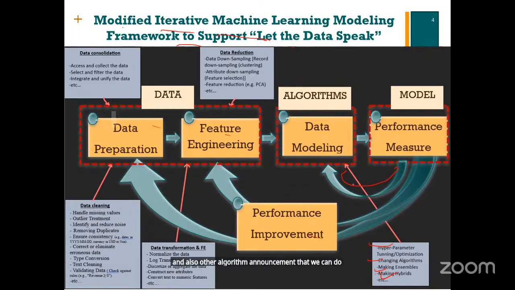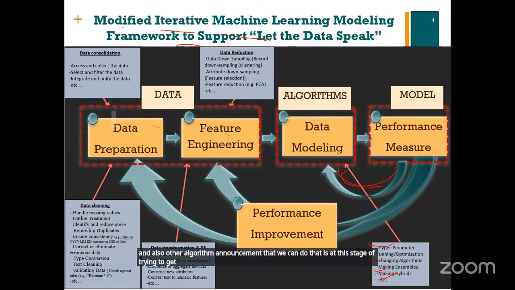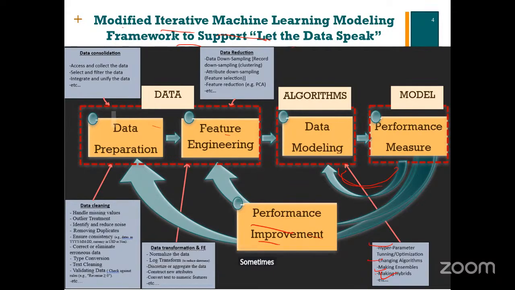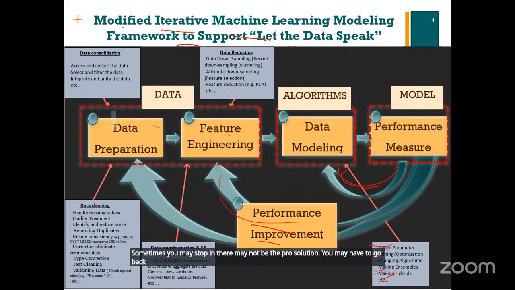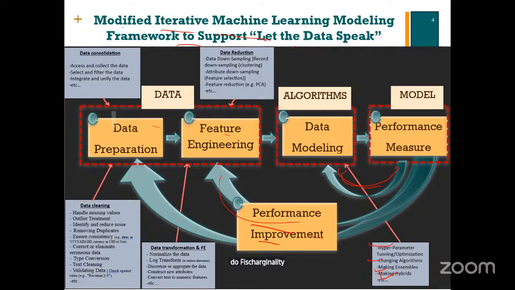That is at this stage of trying to get, all we are looking for is performance improvement. Sometimes you may, stopping them may not be the solution. You may have to go back, do feature engineering, reduce the data, down sampling, like record down sampling. Can use clustering to identify rogue data samples and kick them out. You may do attribute down sampling.